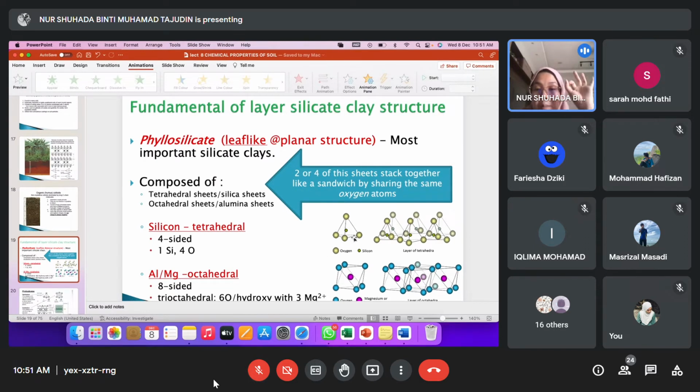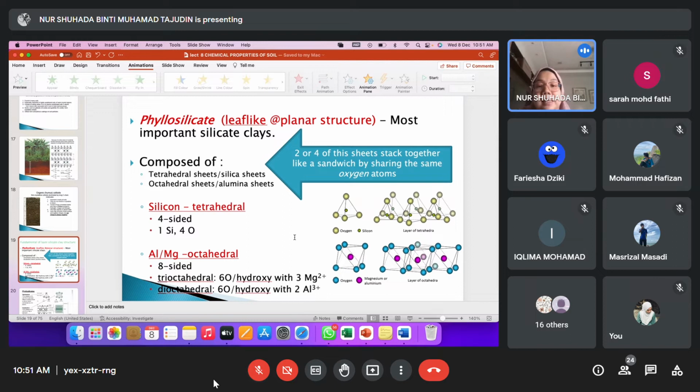If you see here, it is 4-sided. It has 4 oxygen, sorry, 1, 2, 3, 4. One on top and 3 at the bottom. And it has 1 silicon at the center. Another sheet that you have to remember is the octahedral. Octa means 8, like an octopus with 8 legs. So it has 8 sides. It has 1, 2, 3, 4, 5, 6 oxygen and 1 magnesium or aluminium at the center of the structure.